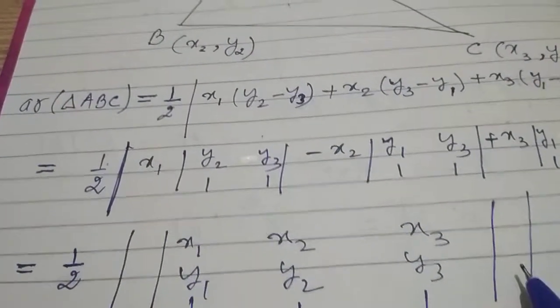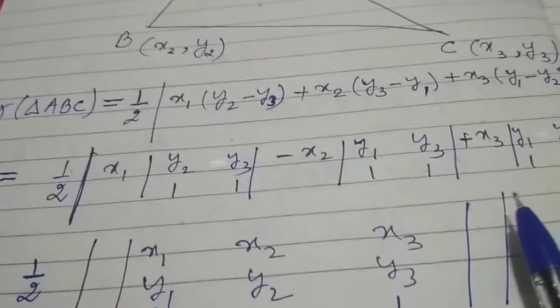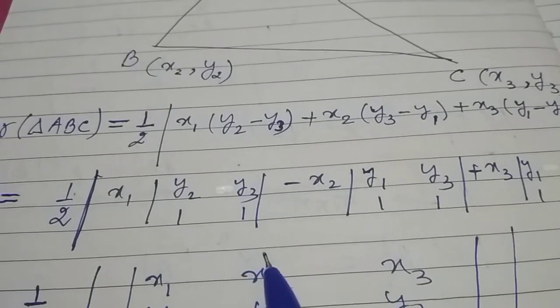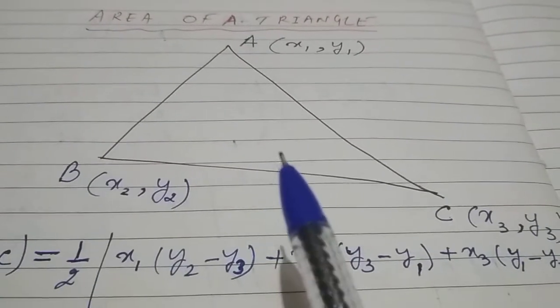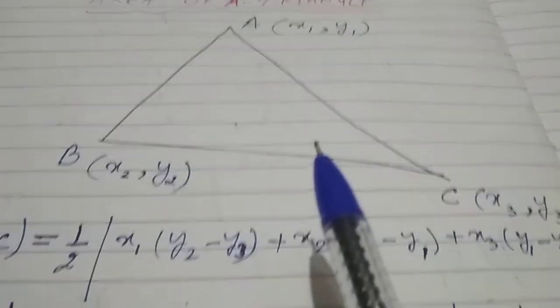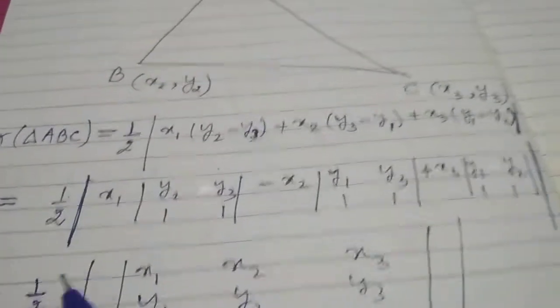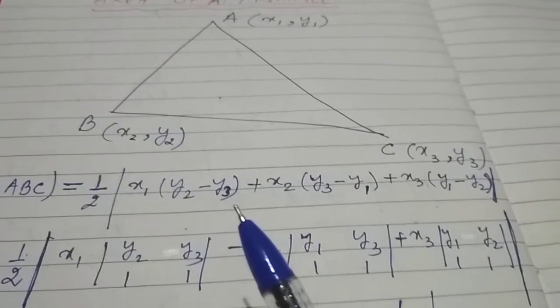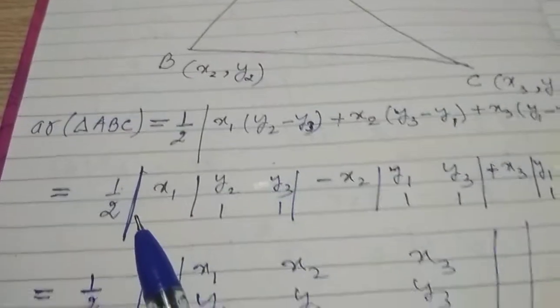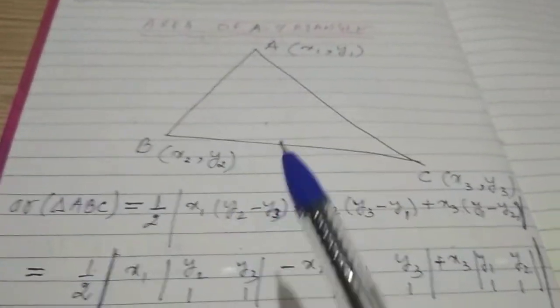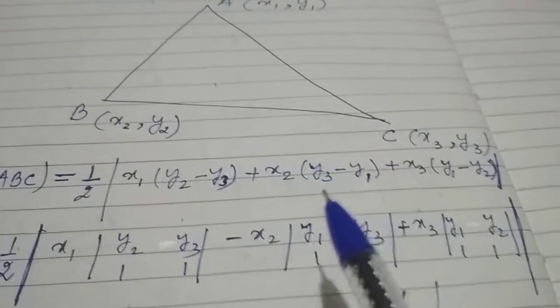times modulus of the determinant. Why do we put modulus? Because if it is negative, then using the modulus we can take out a positive area. So this is the area of triangle using determinants. If the vertices of the triangle are given, then we can apply this formula and directly find out the area of the triangle. Now it has another application.